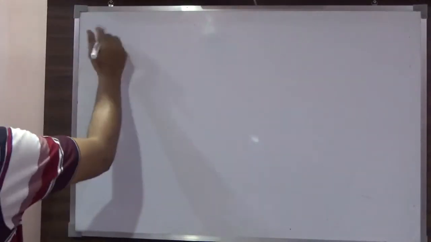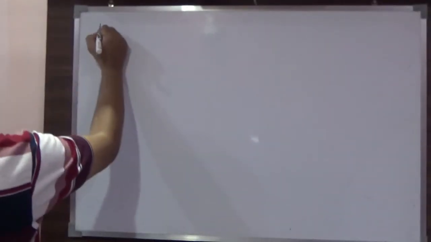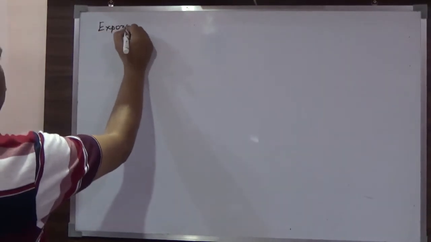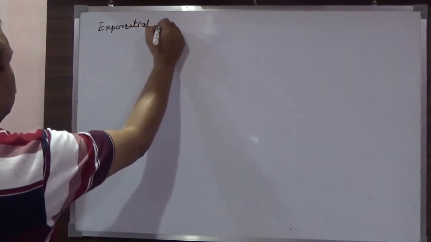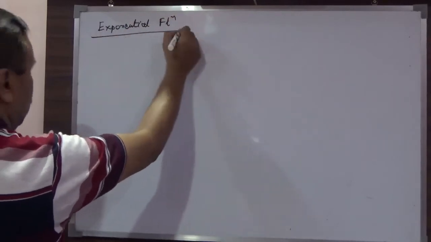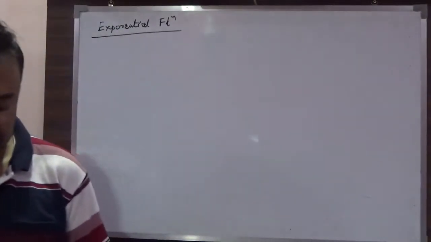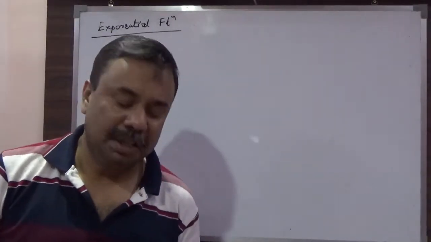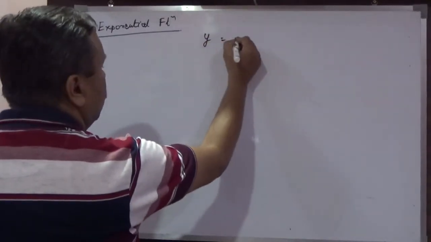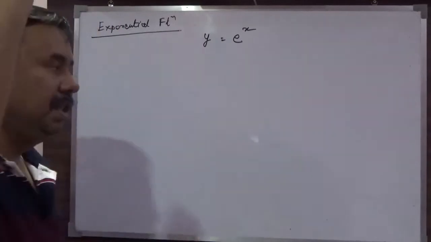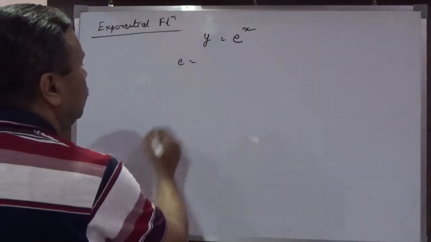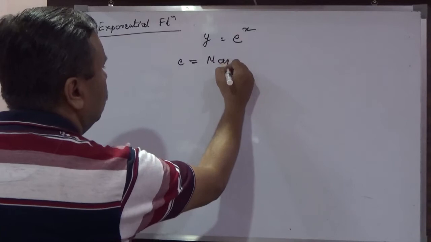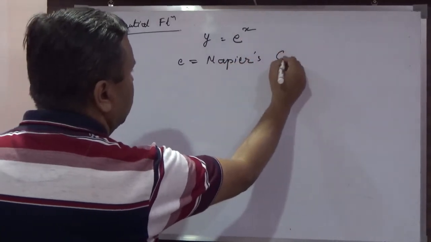The next is the exponential function. What do we mean by exponential function? Exponential function is basically e raised to the power x. So it will be represented as y equal to e raised to the power x, the first basic thing. Where e is called Napier's constant.